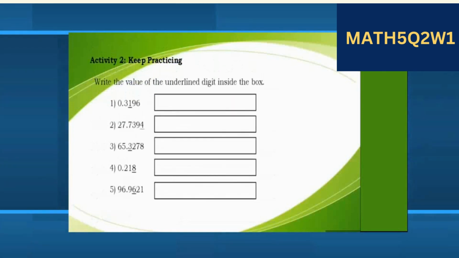Now let's move on to activity 2. Write the value of the underlined digit inside the box. Again, you can pause this video if you still need more time answering this activity. Answers to the activities can be seen at the end of this video for you to check your answers later.